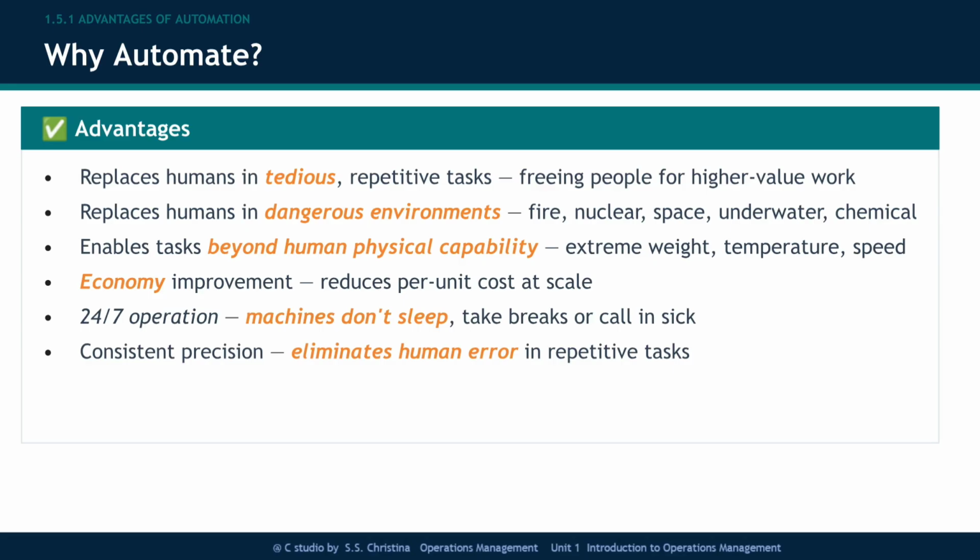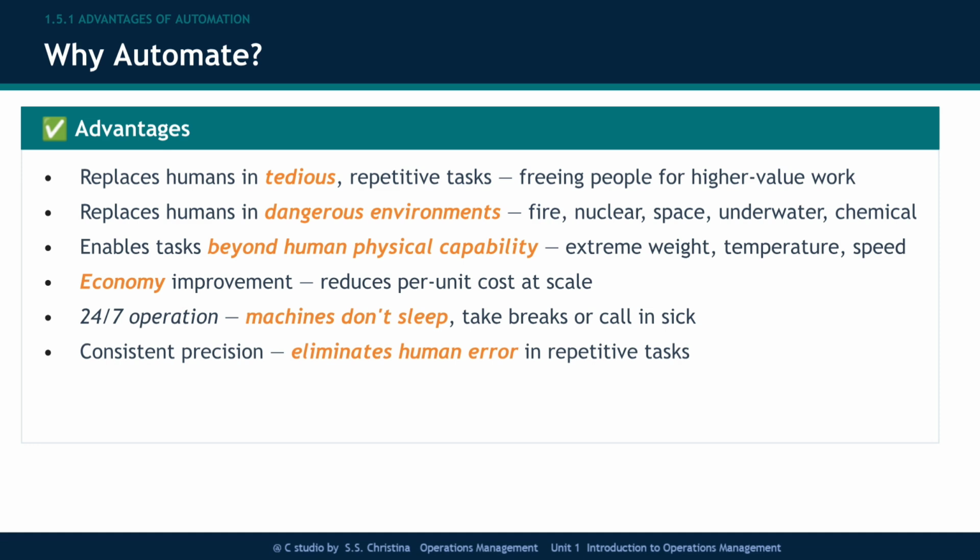2. Dangerous environments. This is a compelling case for automation. Would you want a human worker inside a nuclear reactor, or welding in an environment with toxic fumes, or working on an ocean floor? Robots can operate in conditions that would kill a human being. This application of automation has saved thousands of lives.